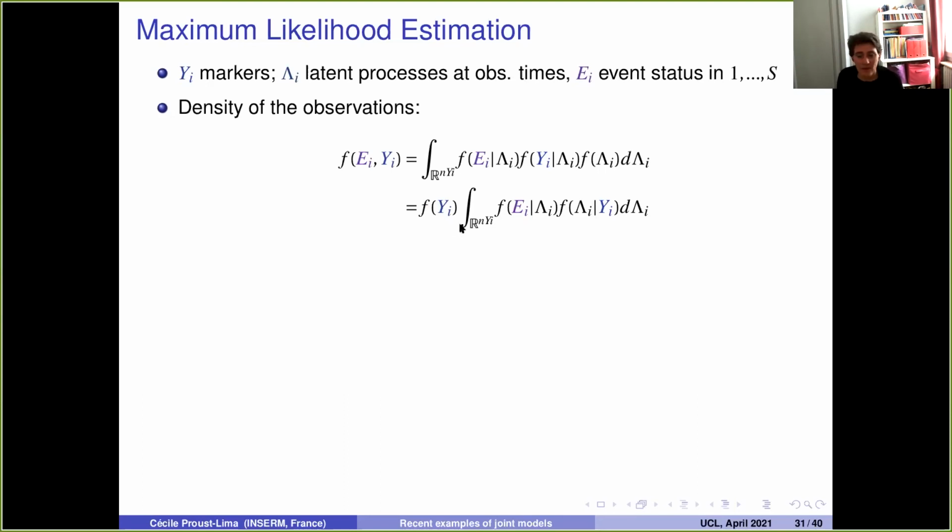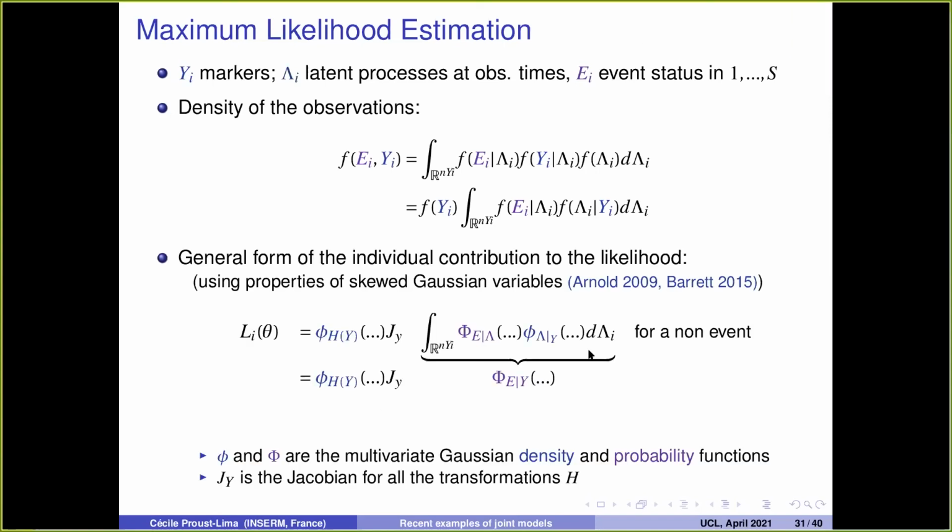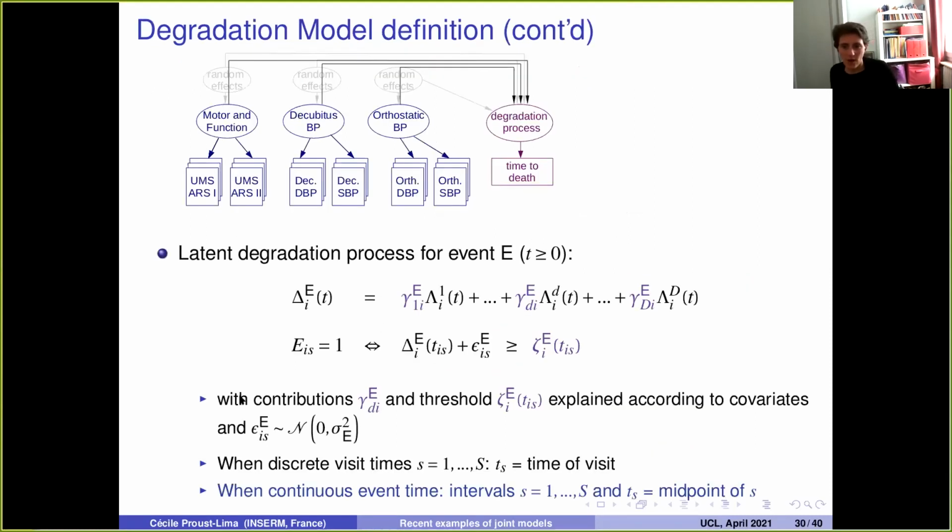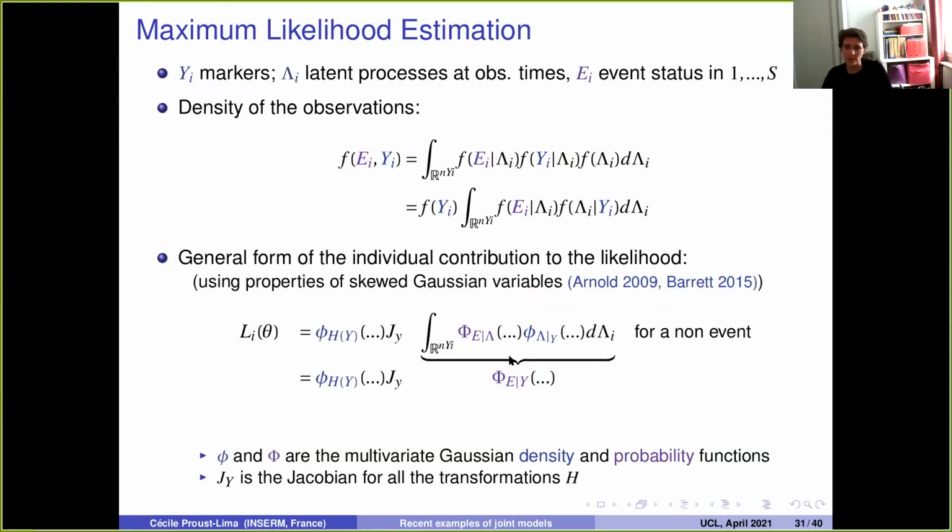And what is very nice with this approach is that this is a multivariate normal density function, and this is a cumulative probability function of a multivariate normal. So I think I gave you all the ideas here. It's just that we get rid of this integral by using this definition of the latent degradation process for the event that is based on the normal framework, and so we can use those properties.